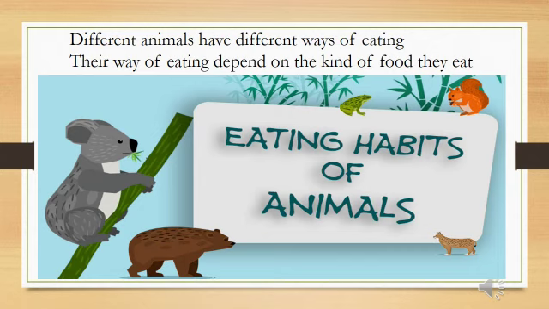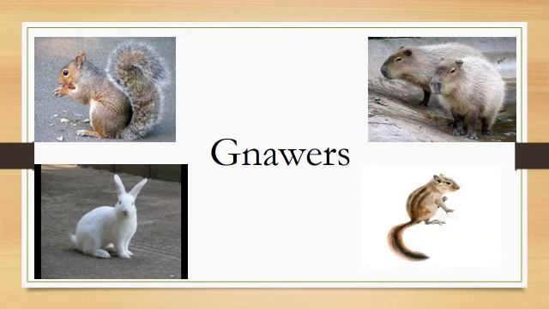Why? Because their way of eating depends upon the kind of food they eat. The diet of different animals is different. And depending on their diet, their mouth and their teeth are formed by nature. Start with rodents. Rodents are animals like rats, rabbits, and squirrels, as you can see here.